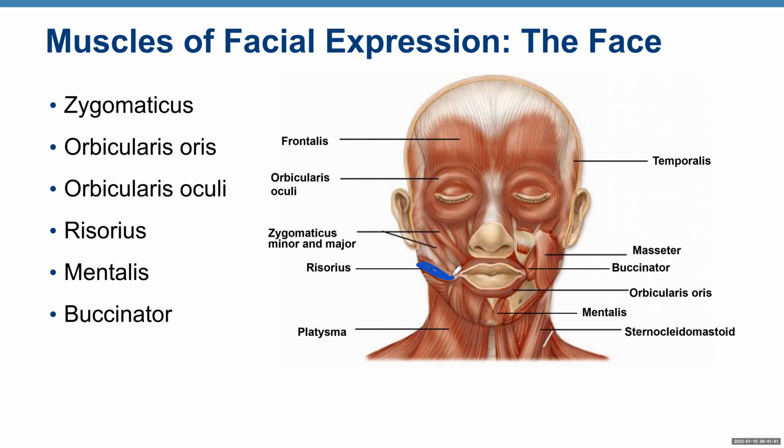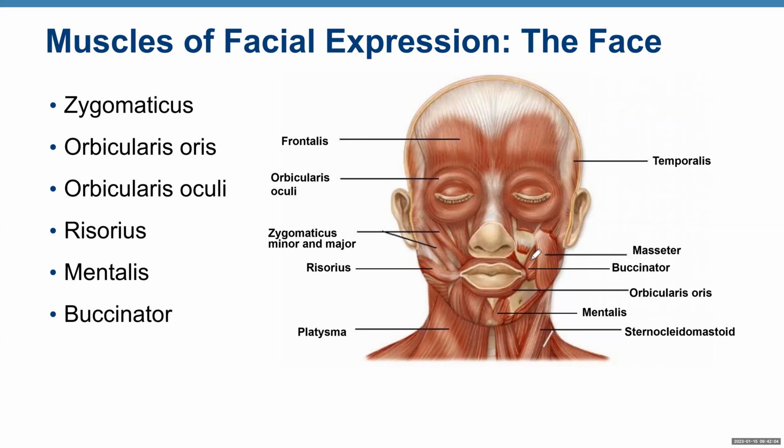risorius, there's the muscle right here. And you can kind of guess what this muscle does. Just imagine that this muscle gets shorter, so it pulls the corners of your mouth laterally. Mentalis, right there. What mentalis does is raise your chin.